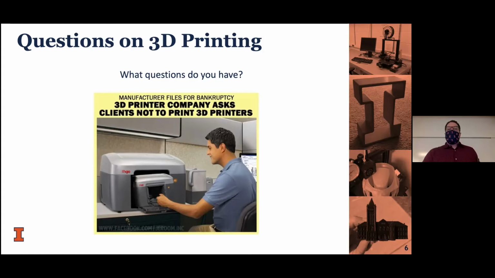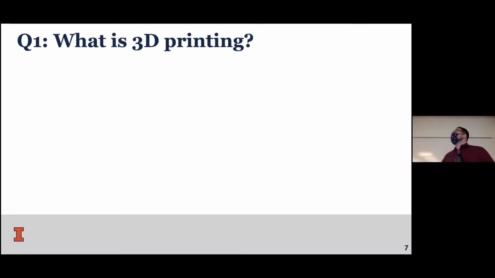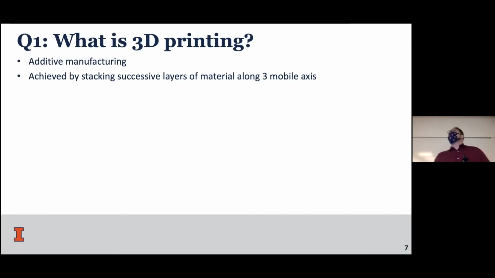So I decided to take 10 of the most popular questions, and I'm going to answer them. If you still have questions during the meeting, please interrupt me, raise your hand, and I'll try to be more precise. So first question, what is 3D printing? It's actually additive manufacturing. It is achieved by putting successive layers of material through 3 different axes. A normal printer is going to do only 2D, but when you stack multiple of these prints together, you end up with a 3D item. So that's what 3D printing is.